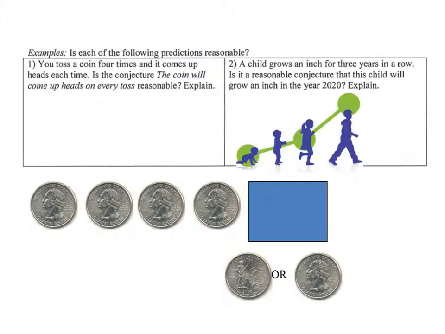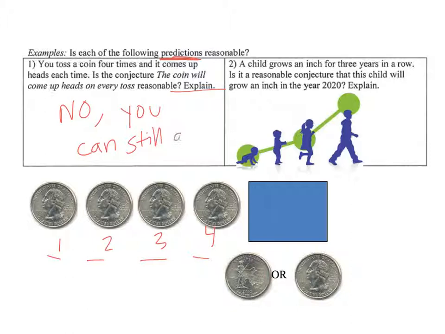Is each of the following predictions reasonable? You toss a coin 4 times, and it comes up heads each time. Is the conjecture the coin will come up heads on every toss reasonable? Just because you got heads 4 times, are you going to get heads on the 5th time and every other time? No, it's not. You can still get tails.